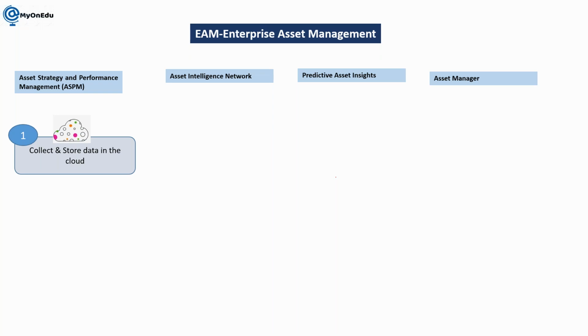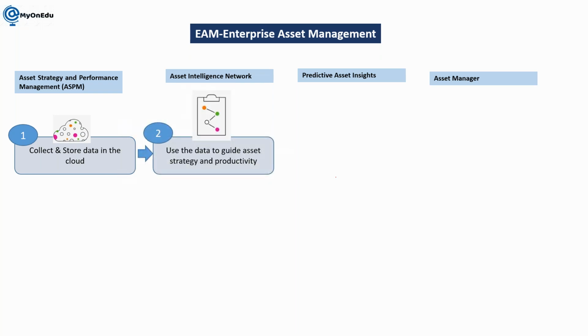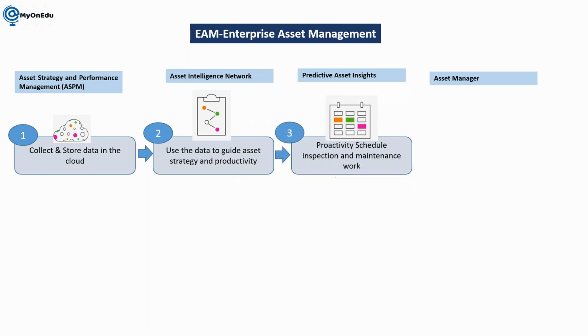First is asset strategy and performance management, ASPM, where we collect and store asset-relevant data. Next is asset intelligence network, which uses data to guide asset strategy and productivity. Next is predictive asset insights, where predictive scheduling of inspection and maintenance work is done. For example, based on an IoT arrangement and prerequisite rules, the notification for maintenance is created automatically by the system.